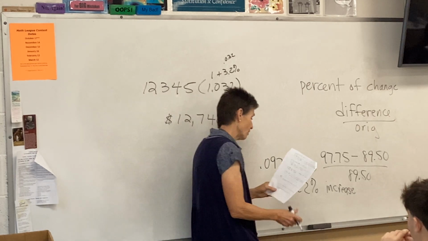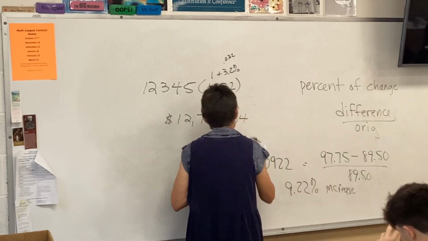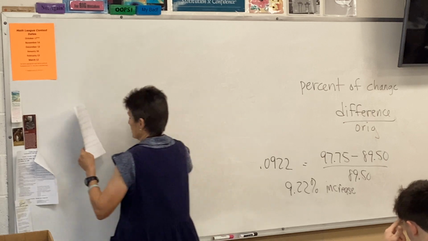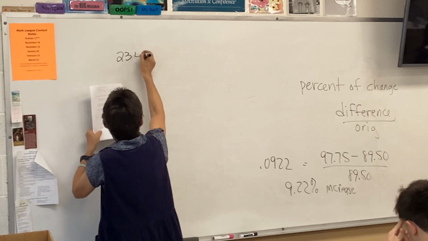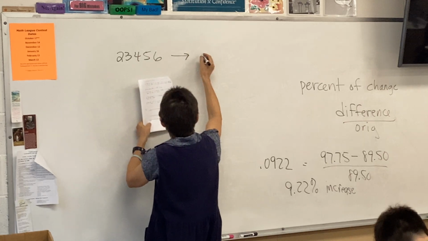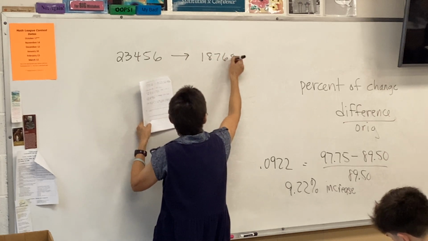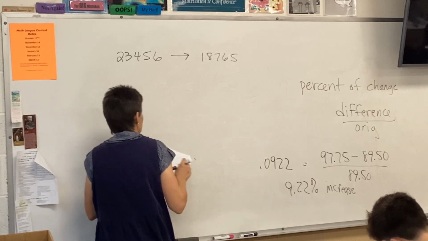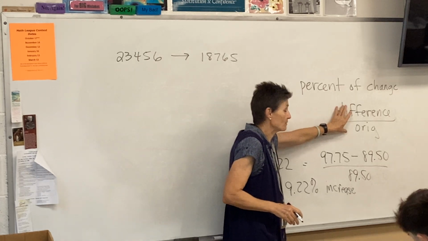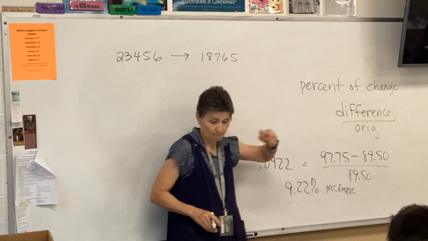All right, try C on your own. Try C, you're buying a new car. And then it went down to 18,765. Find the percent of decrease. Percent of any kind of change is found the same way.